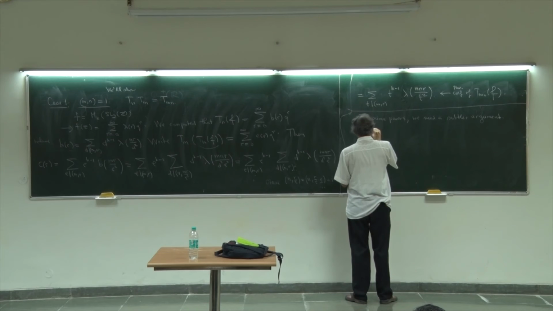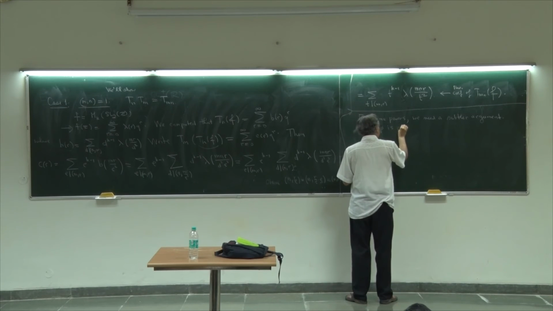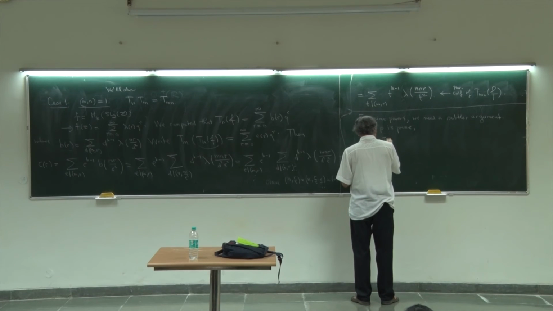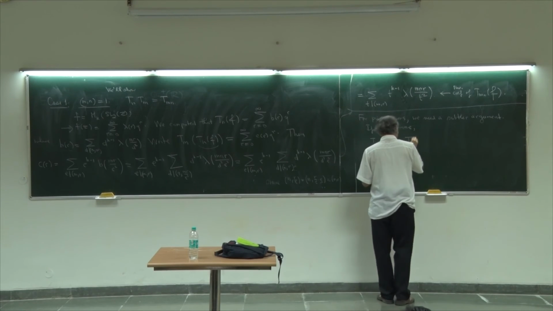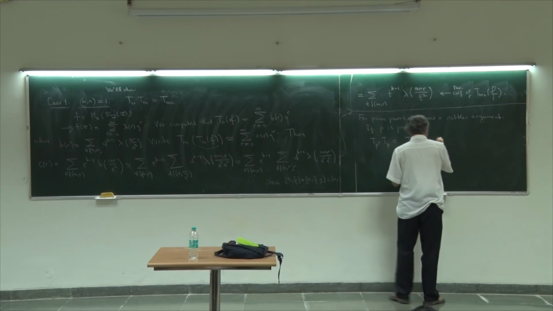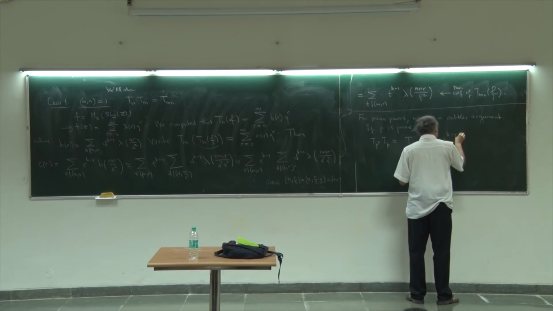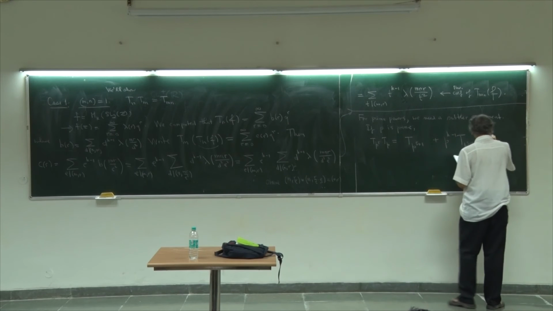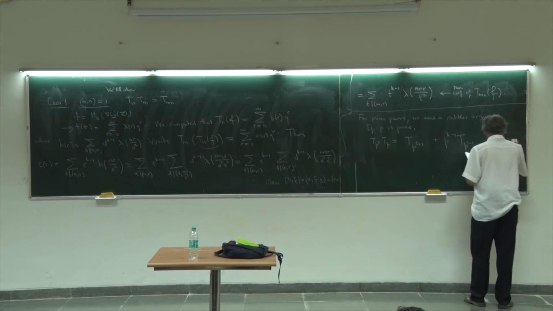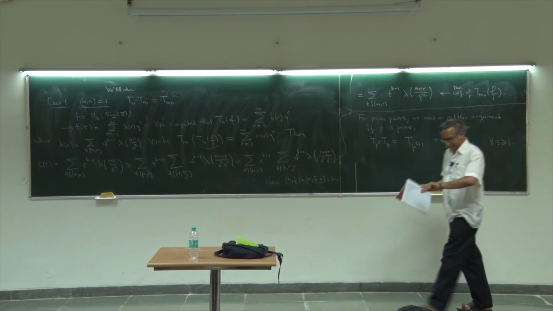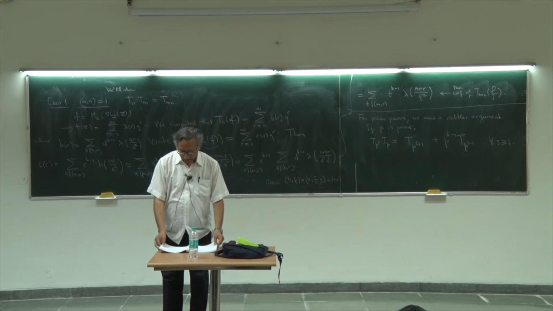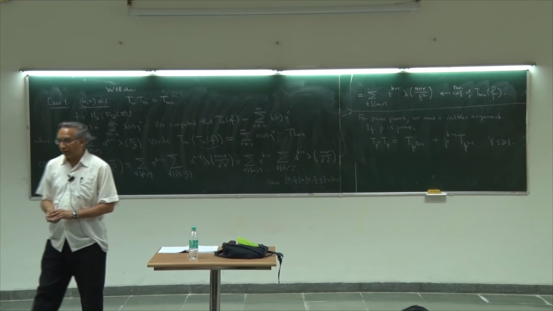We need to show, if p is prime, that T_{p^{s+1}} = T_p T_{p^s} - p^{k-1} T_{p^{s-1}}. Okay, now if you don't mind, I'm going to relegate this to the afternoon tutorial.